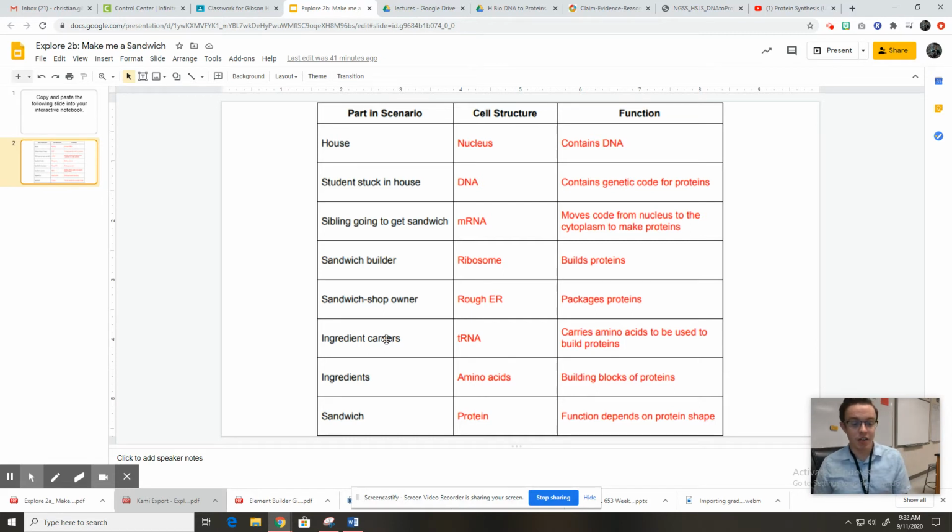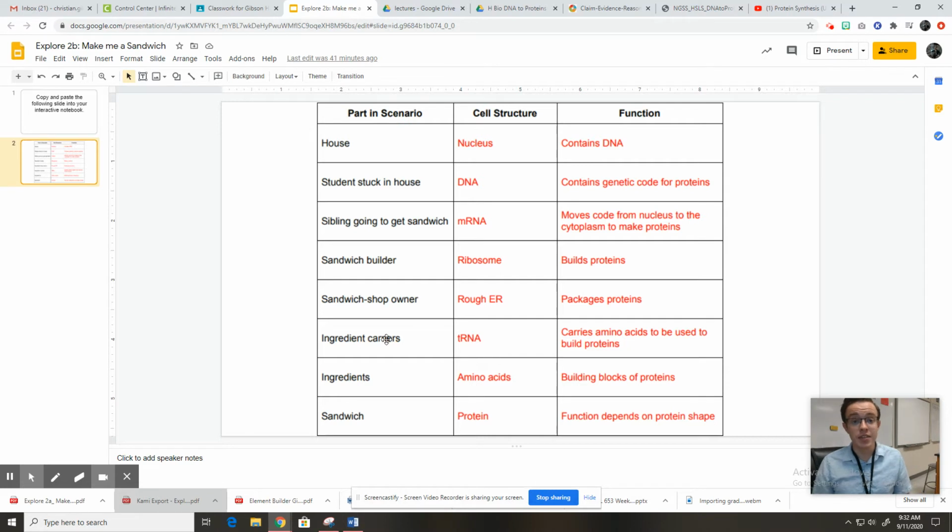Just like the sandwich builder had to go get the ingredients from the ingredient carriers, the ribosome has to get the building blocks for the proteins from the tRNA. So the tRNA will actually move into the ribosome, drop those off, and then leave.